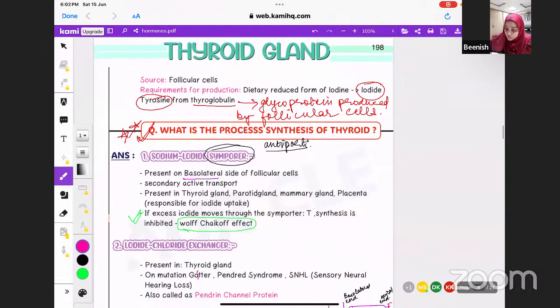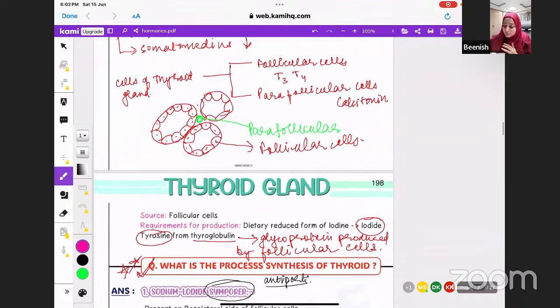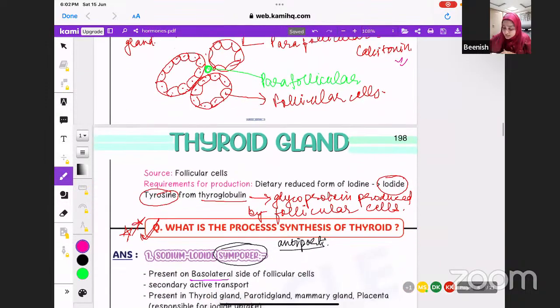So before I move forward, I'm going to repeat this. That is the process of synthesis of thyroid hormone. It's a little complicated, so pay attention. Firstly, I introduced you to the thyroid gland, that how the thyroid gland has follicles. The follicles are surrounded by follicular cells. In between the follicles, you have another type of cells known as parafollicular cells, as you can see here in this diagram that I've drawn. Your follicular cells were responsible for producing T3 and T4, and your parafollicular cells were producing calcitonin.